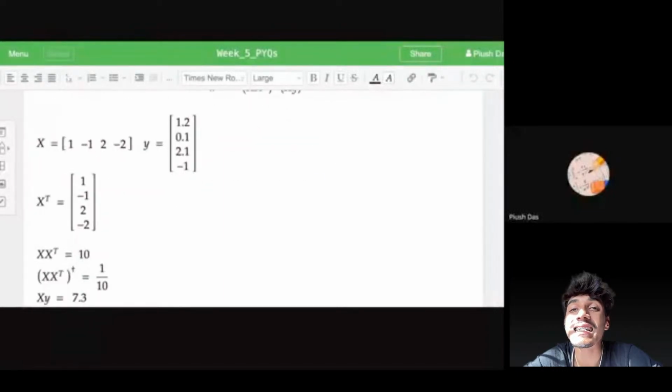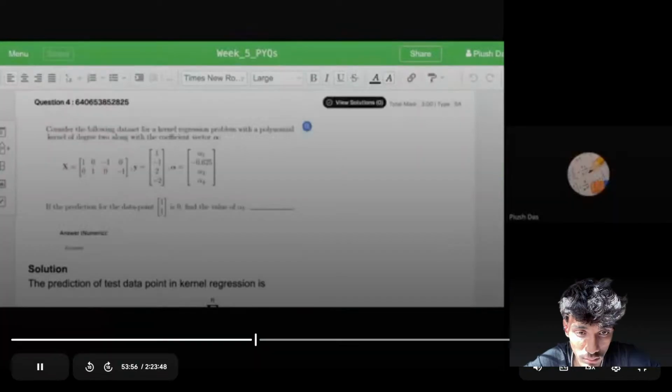Yes, sir. Consider the following dataset for kernel regression with the polynomial kernel. Here you can see what kernel is given to us: polynomial kernel of degree 2. So what will be the formula for the polynomial kernel? It is visible.